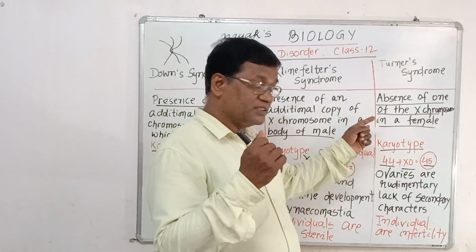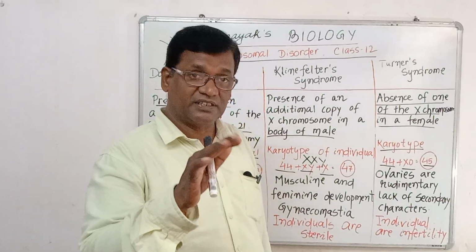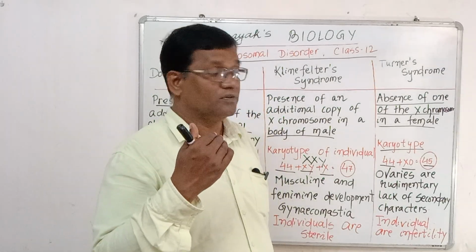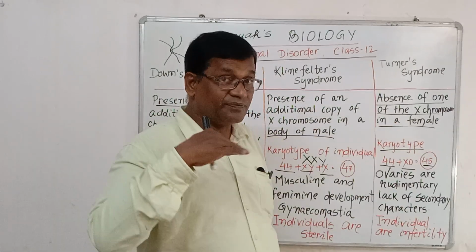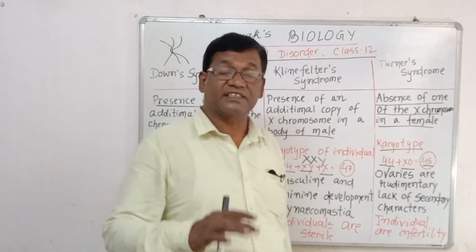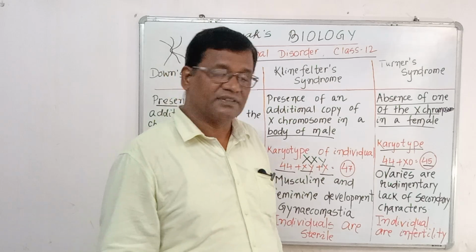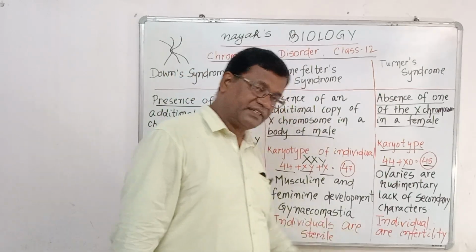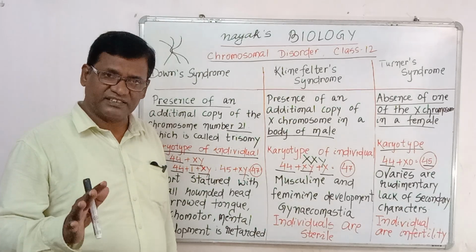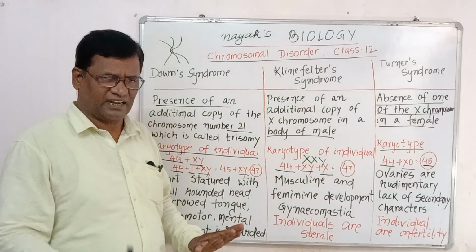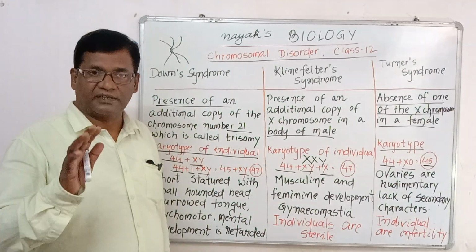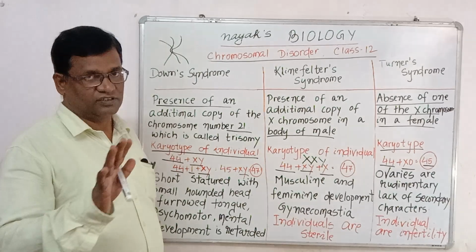But the problem is that the X chromosome is absent. That's why the female character will be reduced. The ovaries become rudimentary, and secondary sexual characters will not develop. That is 45. They are infertile. In Down syndrome, in rare cases they give birth, but in most cases they are also sterile. That's why this is the difference between Down syndrome, Klinefelter syndrome, and Turner syndrome.